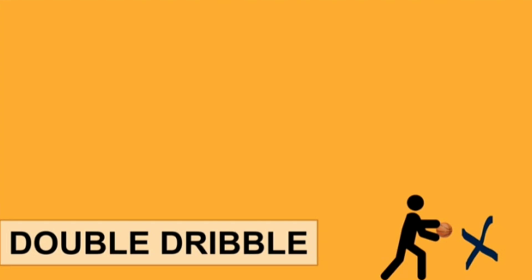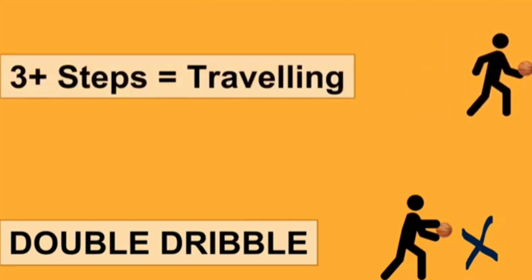It is not allowed. Apart from this, if you take more than 3 steps with the ball, then it is called traveling. That too is not allowed. That is also a violation. Even in these cases, if you do this, the ball will go to the opposite team.